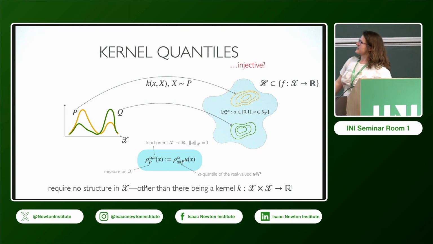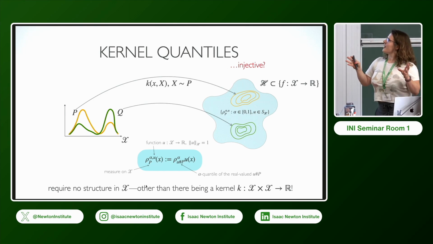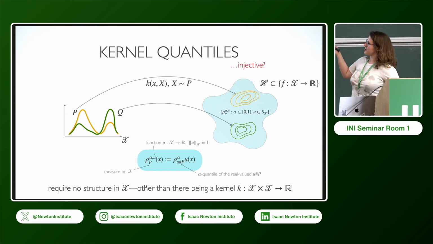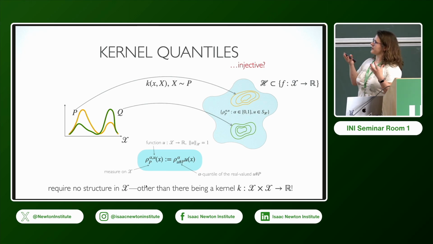Now, of course, since what we're ultimately interested in is comparing distributions for the purpose of this talk, my immediate question is, well, is this construct injective? If I have two P and Q that are different, can I say that I don't collapse them into the same set of quantile contours? And it turns out that the answer is yes, under very mild conditions, which is great. And we'll call kernels for which this mapping is injective quantile characteristic, analogously to mean characteristic kernels for kernel mean embeddings.